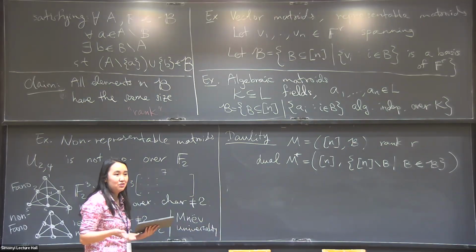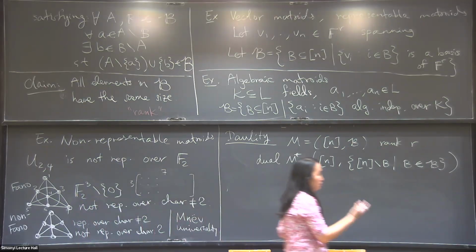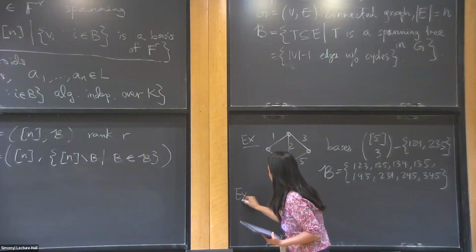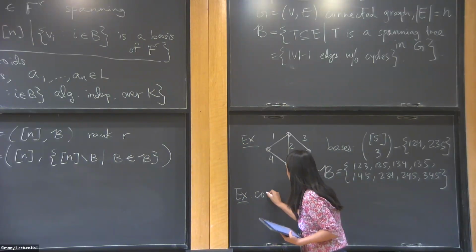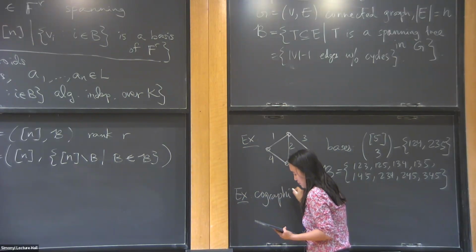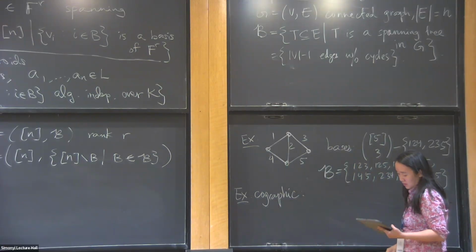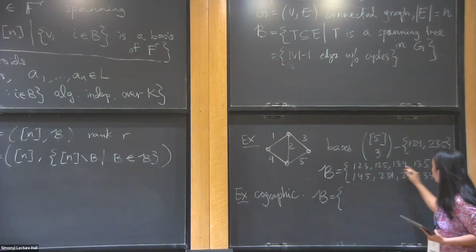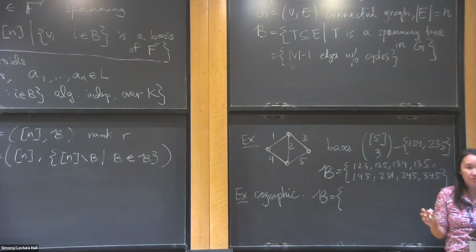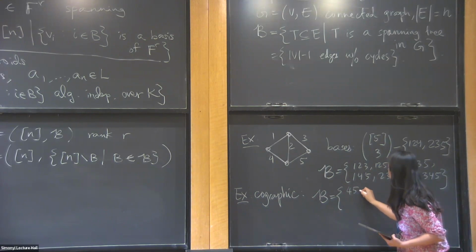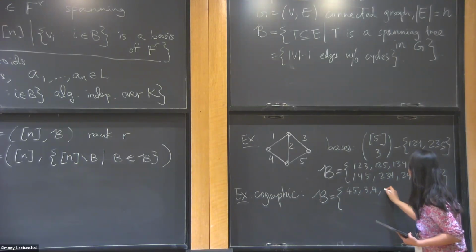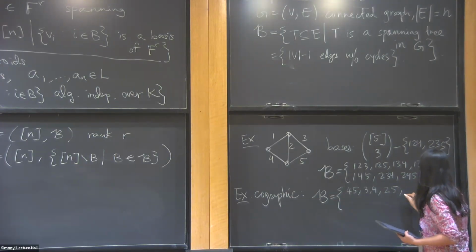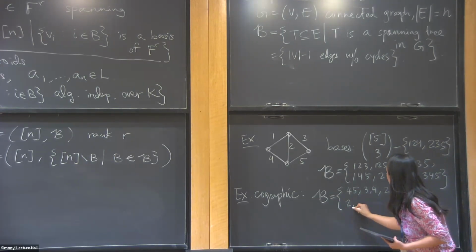So co-graphic matroids are duals of graphic matroids, and let's see what we get when we do this example. So here we have co-graphic. Right. So in this case, bases of the co-graphic are you take these bases and you just take the complement for each of them, right? So 1, 2, 3 becomes 4, 5, 3, 4, and so on, 2, 5, 2, 4.